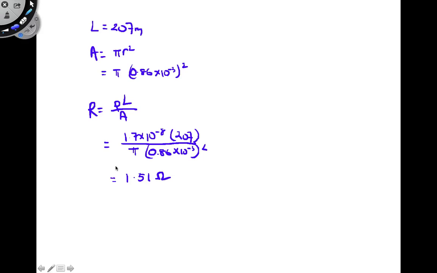After this you're asked to find current. Nothing too difficult. It's just I equals E over R. So you have 12 volts divided by 1.51. You get something close to 7.95 amperes. Not much difficulty.